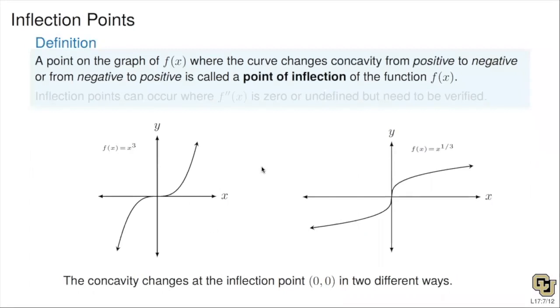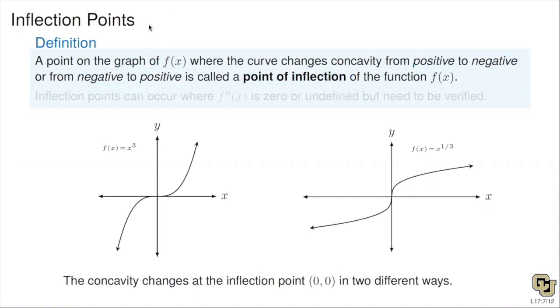And along with concavity is the idea of an inflection point. So a point in the domain of the function, maybe I should have emphasized that. I said on the graph of f of x, so that means in the domain of the function, is an inflection point if the concavity changes from positive to negative or negative to positive. And that the point, with its x and y coordinates, is called a point of inflection.